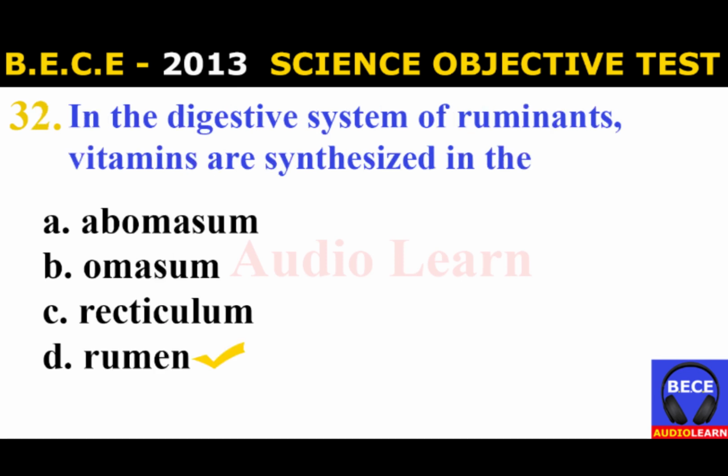Number 32. In the digestive system of ruminants, vitamins are synthesized in the A. Abomasum, B. Omasum, C. Reticulum, D. Rumen. And the answer is D. Rumen. In the digestive system of ruminants, vitamins are synthesized in the rumen.